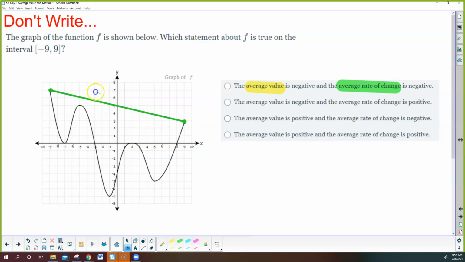So here, your, oh, come on. Hold on one second.